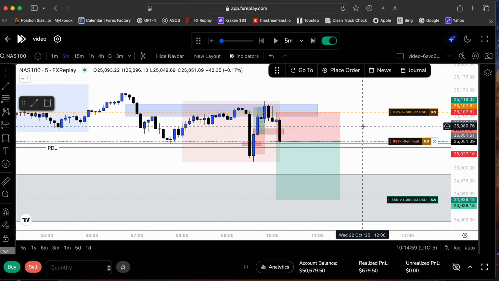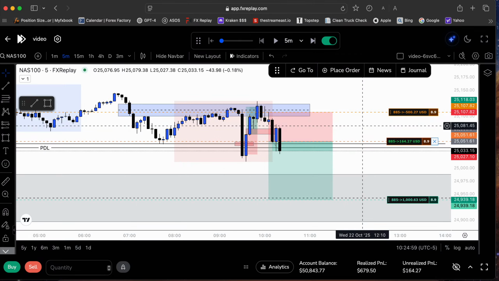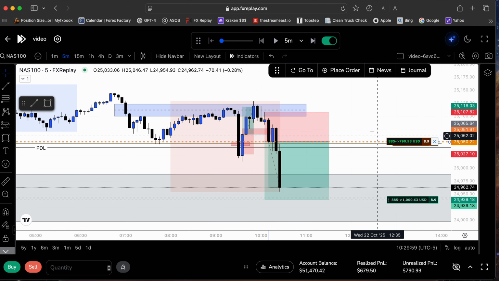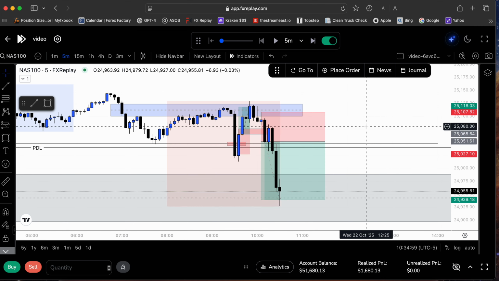Take that. Let's play through price action. There we go. Move stops to break even. And TP hit right off like that. And we haven't even gone on the M1 yet.